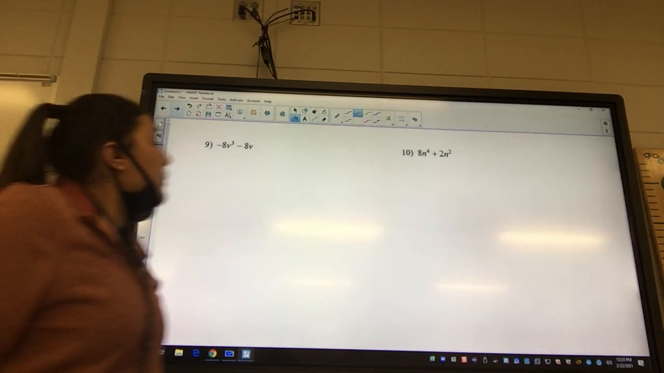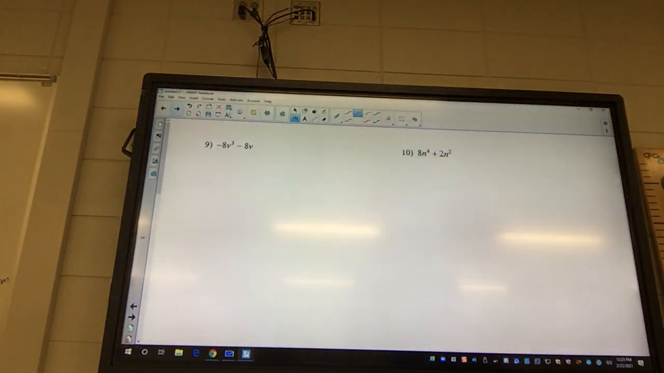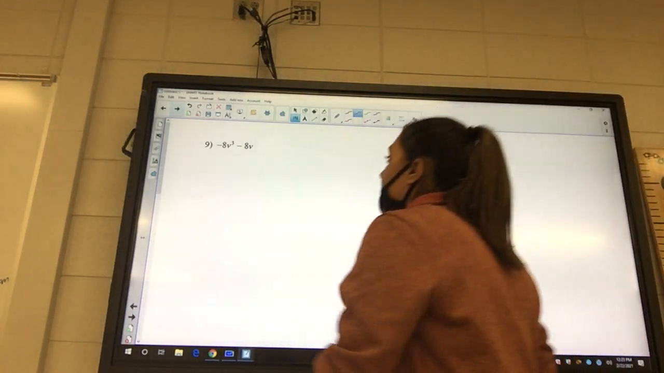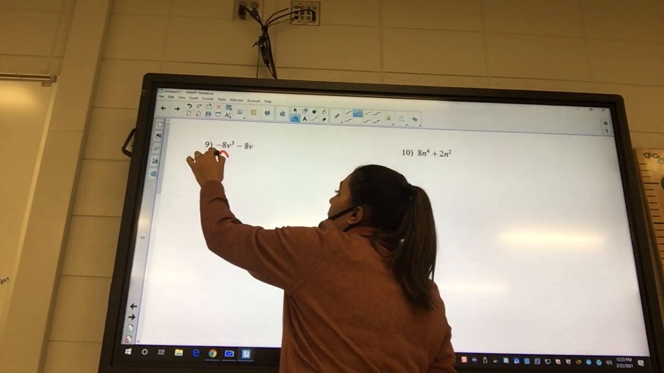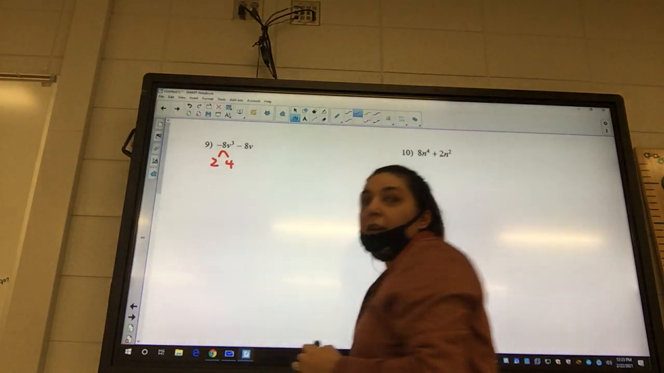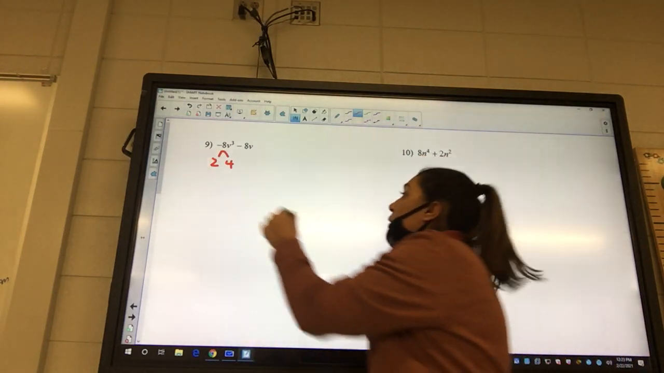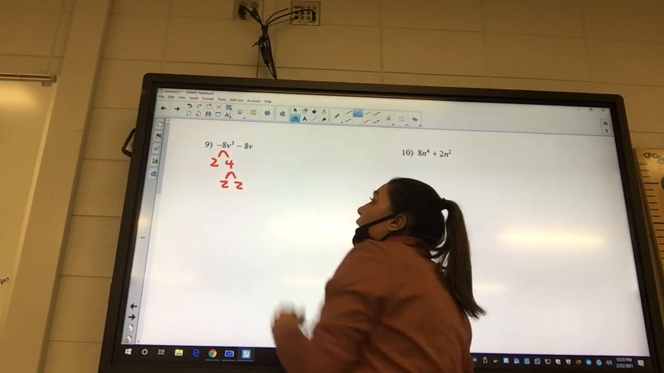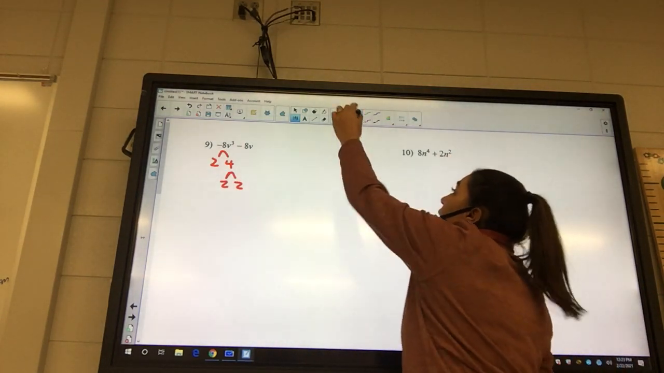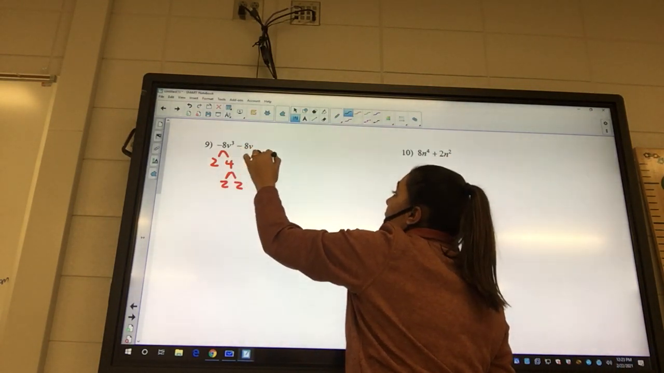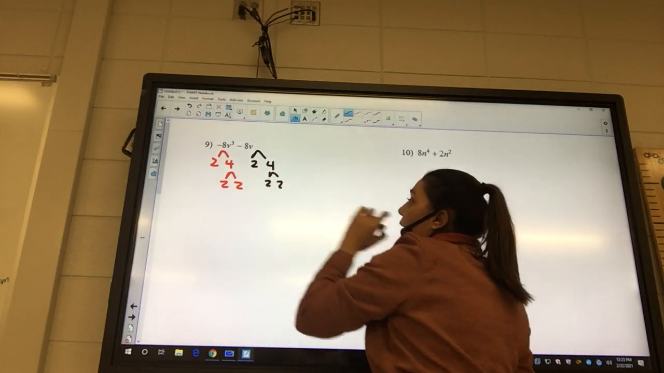Okay, look at 9. What's the biggest number they have in common? 4 and 2. Can 4 be factored further? Yes, 2 and 2. Okay, what about the other one? It's the same thing. So what is it going to really be on the outside? 8.